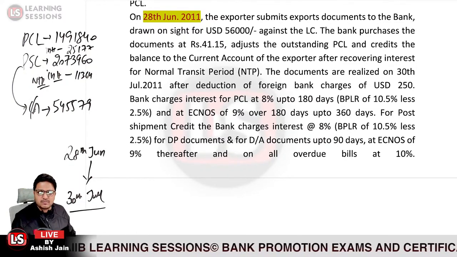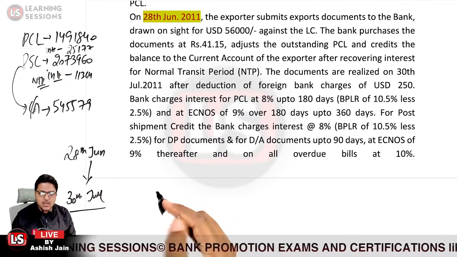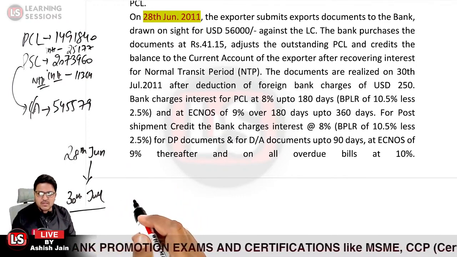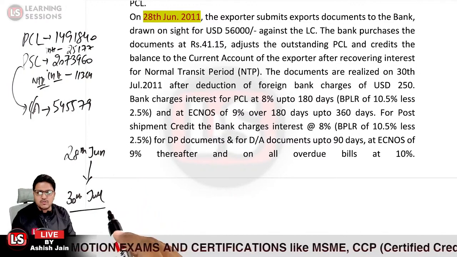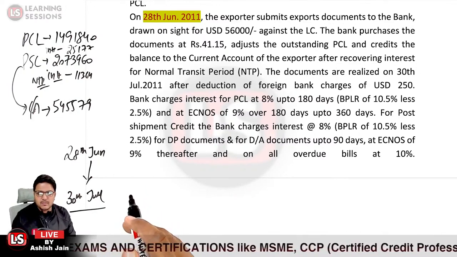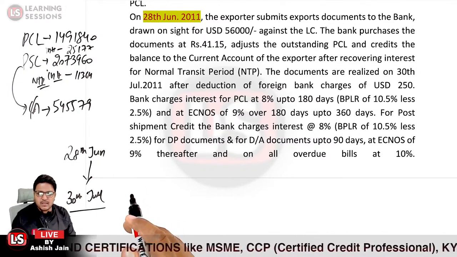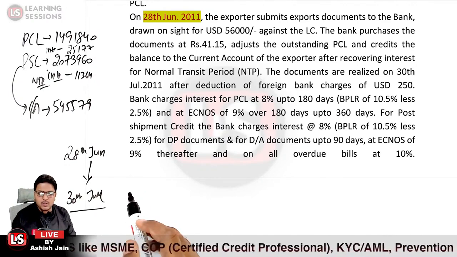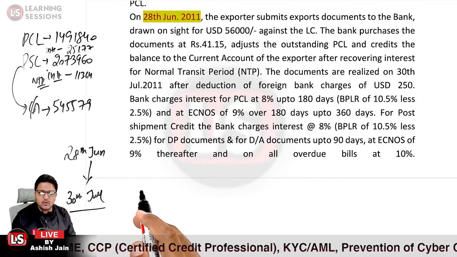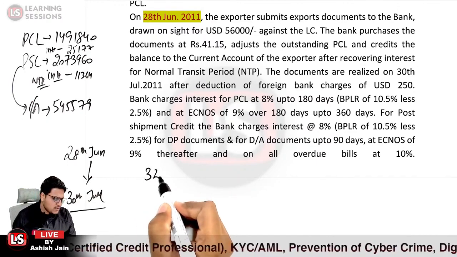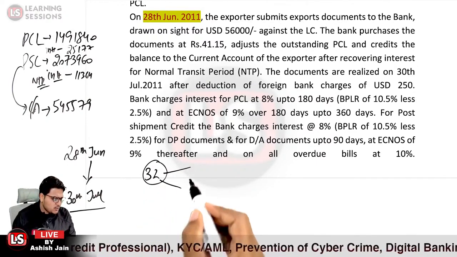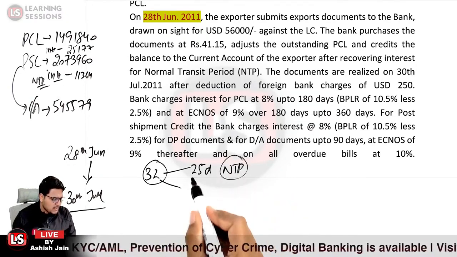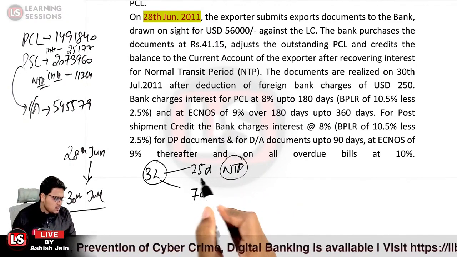Is that clear over here? So how many days are in between for which the interest is to be charged? From 28th of June to 30th of July. For June it is 3 days, and for July it is 29 days. So in total it would be what? In total there would be 32 days for which the interest is to be charged, and out of 32 days, 25 days is the NTP period that we consider, and for the 7 days we'll be considering the overdue period.